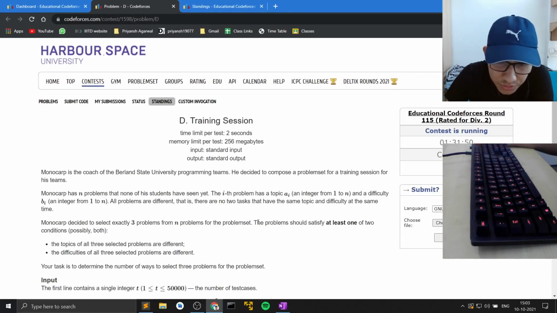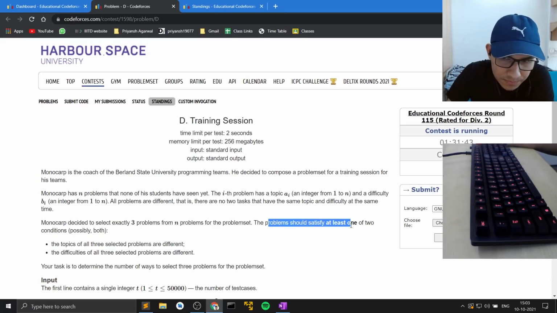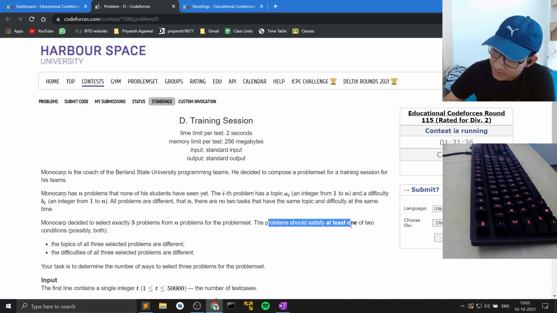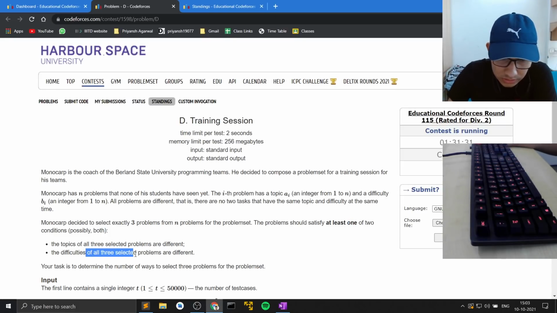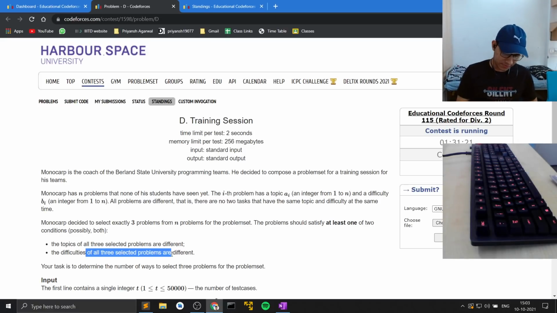Okay, I think there is an issue in the problem. What I read was that both of these conditions should be satisfied, but the thing is that at least one of these conditions should be satisfied. So either their topic is same or their difficulty is same. So we can reject all those triplets in which either the topic is same or the difficulty is same. I think that would be a better way.